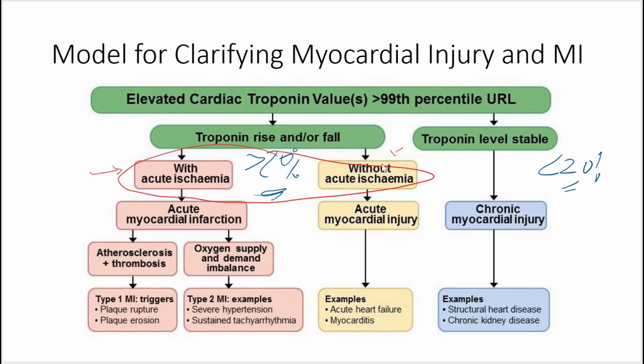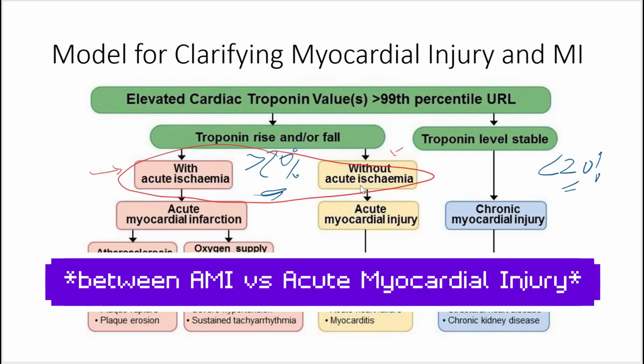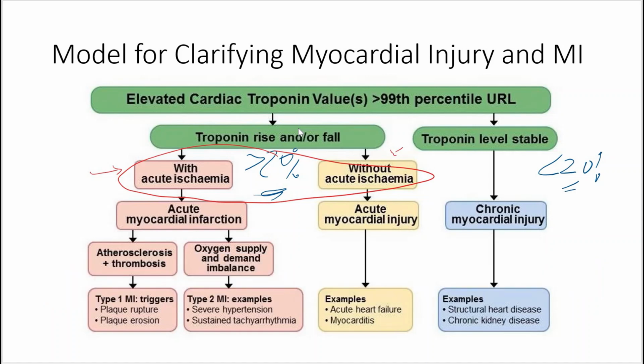If there is no acute ischemia, but acute myocardial injury, meaning no involvement of the coronary arteries, but there is direct insult to the myocardial sites, this can be caused by acute heart failure or myocarditis. And differentiating between these two is basically based on the clinical presentation and the clinical history.